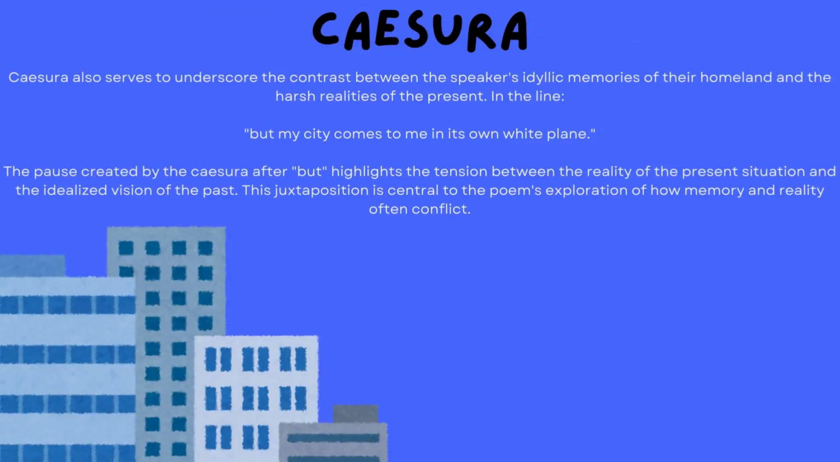Caesura also serves to underscore the contrast between the speaker's idyllic memories of their homeland and the harsh realities of the present. The pause created by the caesura after but highlights the tension between the reality of the present situation and the idealized vision of the past. This juxtaposition is central to the poem's exploration of how memory and reality often conflict.